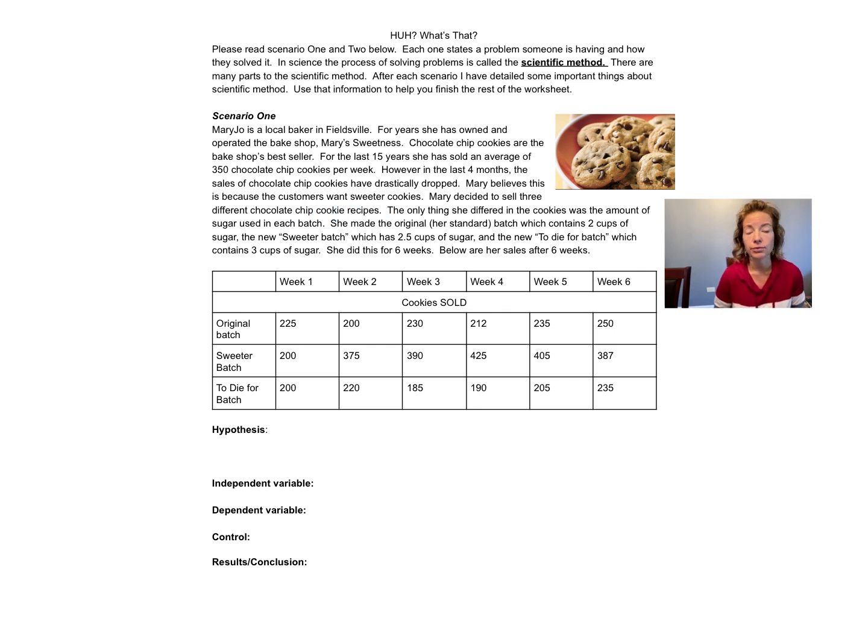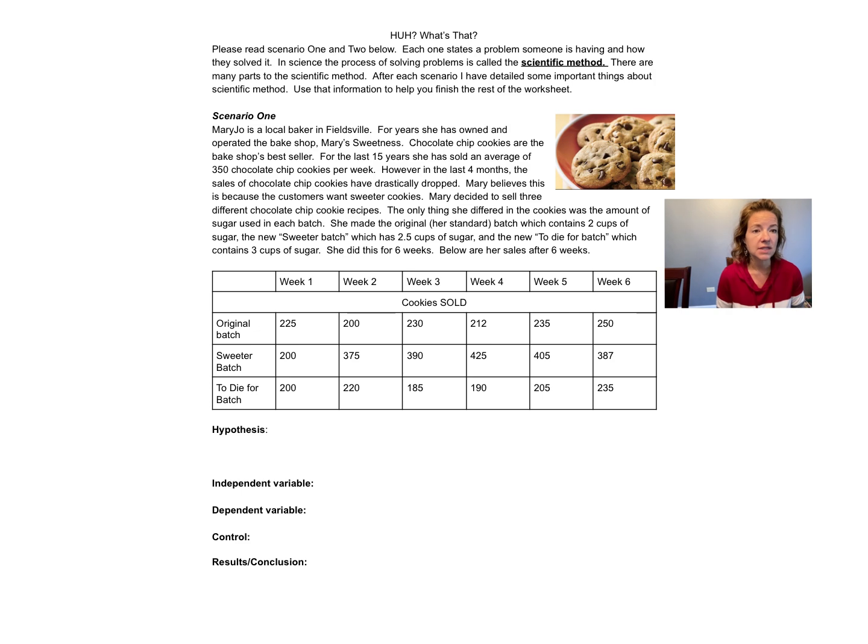Mary decided to sell 3 different chocolate chip cookie recipes. The only thing she changed in the cookies was the amount of sugar that she used in each batch. She made the original, her standard batch, which contains 2 cups of sugar, the new sweeter batch, which had 2.5 cups of sugar, and the new to die for batch, which had 3 cups of sugar. She did this for 6 weeks, and below are her sales after the 6 weeks.